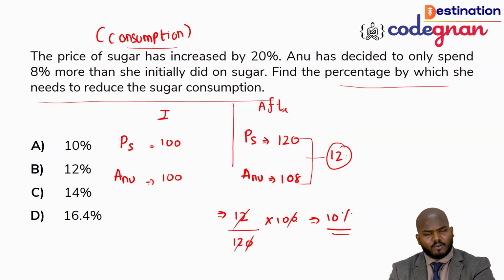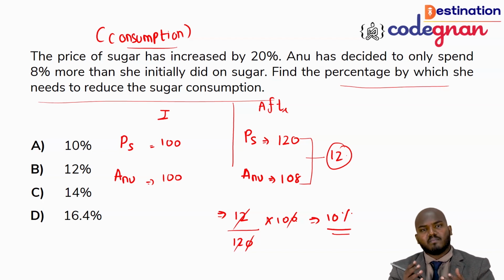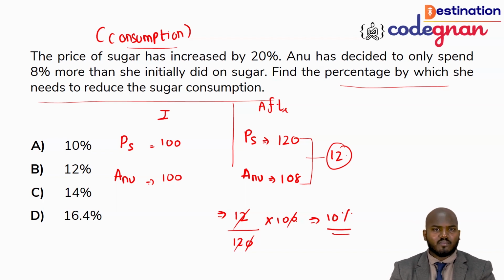So initially the price of sugar was 100, Anu was spending the same 100 rupees, and after that the price of the sugar increased by 20 percent, so we can call it 120 rupees. Sir, it is a 20 percent increase, right? How can you directly write 120 rupees? You can. If you do those steps, it will give you the same value still. So I'm directly writing 120 rupees.